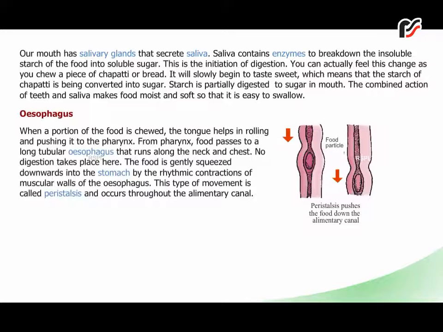Esophagus. When a portion of the food is chewed, the tongue helps in rolling and pushing it to the pharynx. From the pharynx, food passes to a long tubular esophagus that runs along the neck and chest. No digestion takes place here.